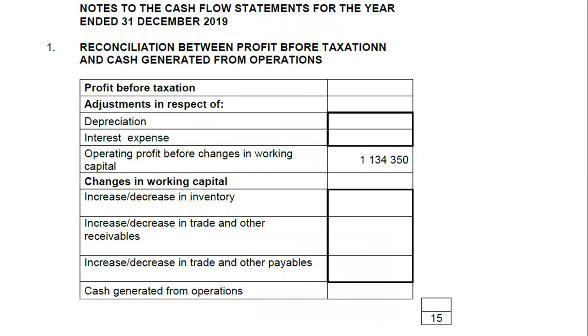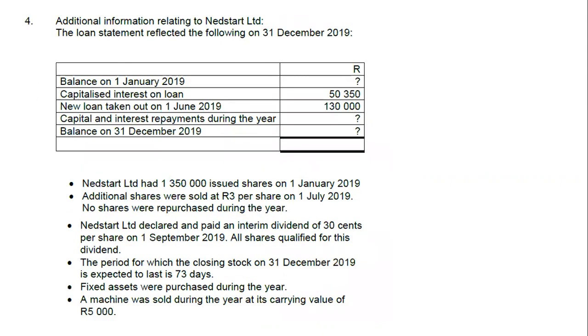The next slide is simply giving us more information, there's additional information relating to Nesta Limited. We've got a loan statement which reflected the following on the 31st of December 2019. It reflected interest on loan of 50,350. That will go to note number one. And then they said Nesta had issued 1,350,000 shares on the 1st of January 2019, which is the beginning of the year. We actually sold additional shares during the year at 3 Rand per share, which was on the 1st of July.